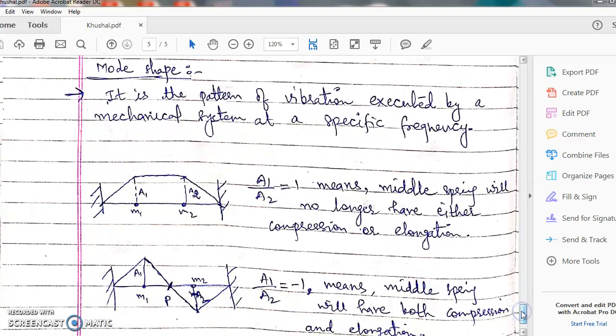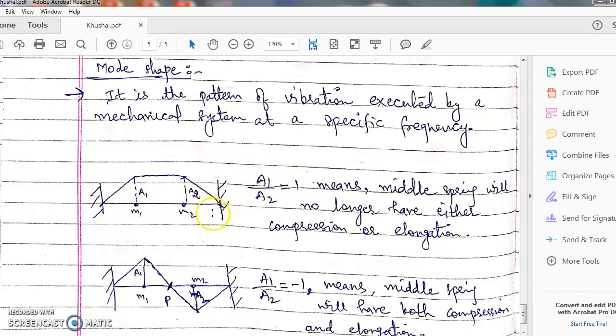Now mode shape. It is the pattern of vibration executed by a mechanical system at a specific frequency. Now my system moves either at omega equal to root k by m or at omega equal to root 3k by m. So if a1 by a2 is equal to 1, it means it is moving at root k by m only. In that case, a1 and a2 have the same value.